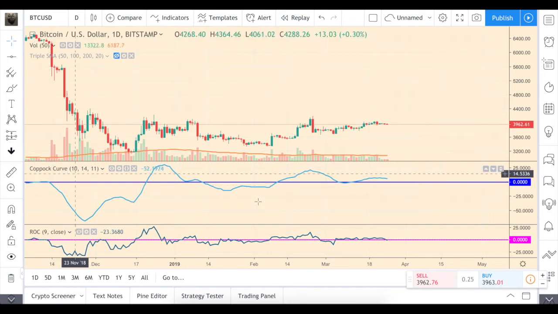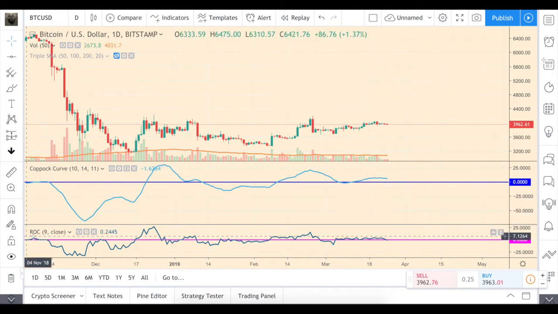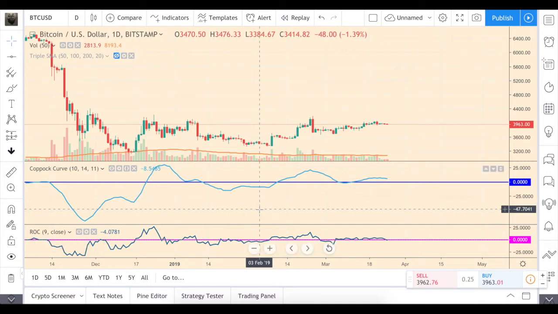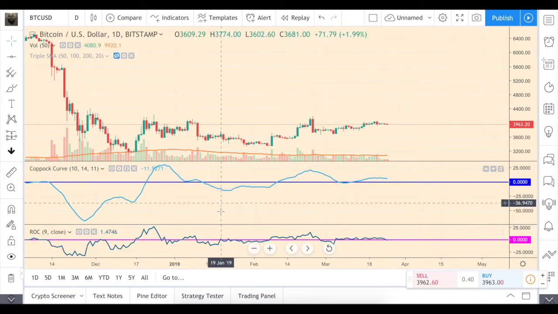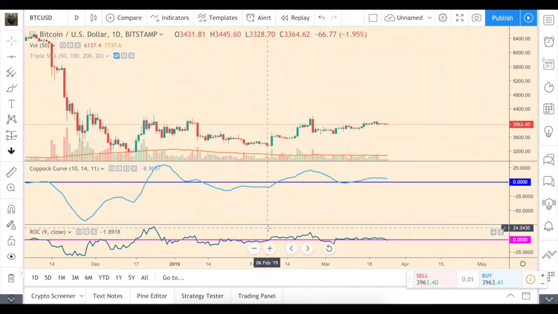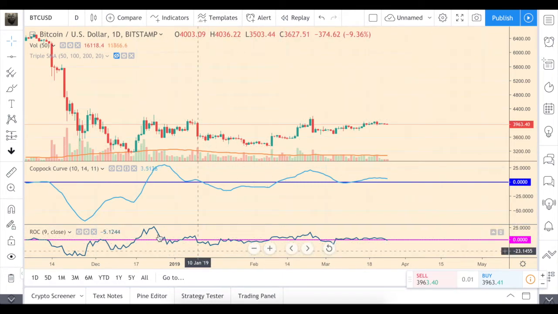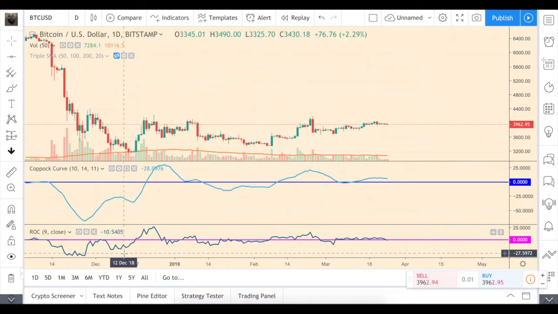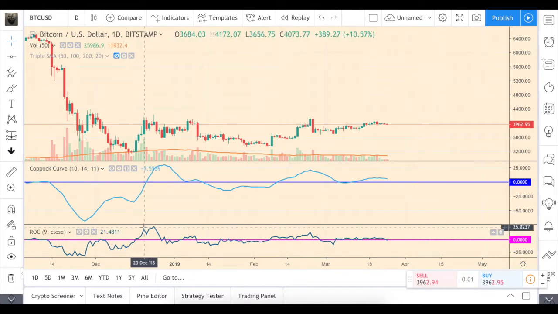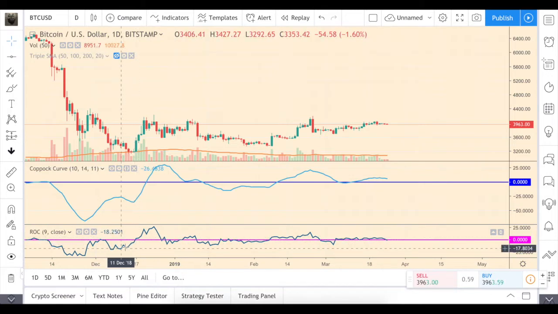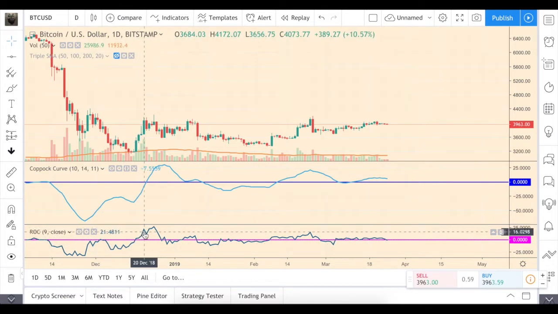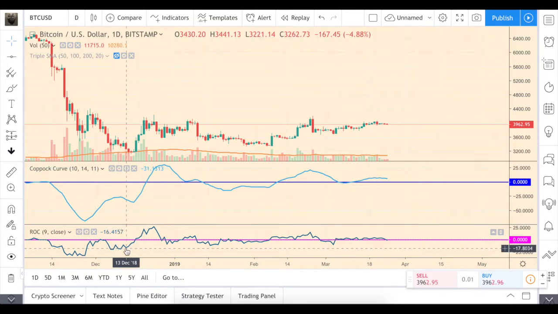The Coppock curve indicator is based on ROC, the rate of change indicator, and basically they both show whether the trend for the asset or the index is bearish or bullish at the moment. For example, if ROC is crossing the zero level from the bottom, it means that the bearish trend is changing to a bullish trend. As soon as the indicator is above zero, it means that the price is going up.